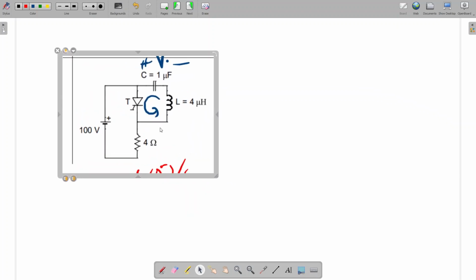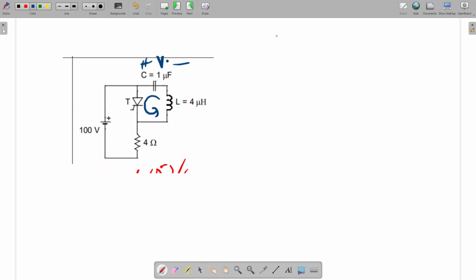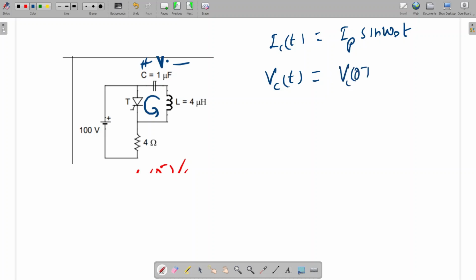So iC of t we have calculated. This is iC of t. iC of t is equal to I peak sin omega naught t. VC of t is equal to V0, VC0 minus cos omega naught t. Okay. So see what will happen when this switch will be turned on. This was in a chart like here. So this is cos omega naught t.